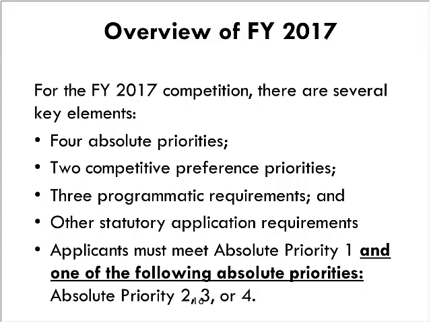And as an important note, applicants must meet absolute priority 1, and then they also have to meet one of the following absolute priorities, either 2, 3, or 4. They don't have to meet all 4 priorities. You just have to meet absolute priority 1 and one of the others, and you'll see why in a moment.